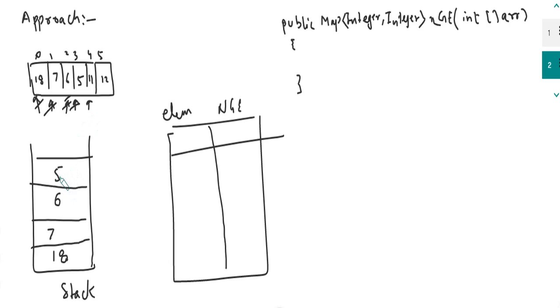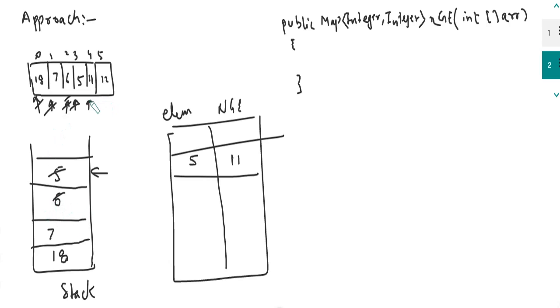Now you can see here, if the top of the stack is less than the current element in the array, which is 11, that means for 5 we have found the next greater element. We will check whether this element is greater than the top element of the stack. What we have to do: we found the next greater element of the top element of the stack. We will just pop this element and put it into the hash map along with the next greater element. This will continue until we find a lesser element in the stack. For example, you can check 6.